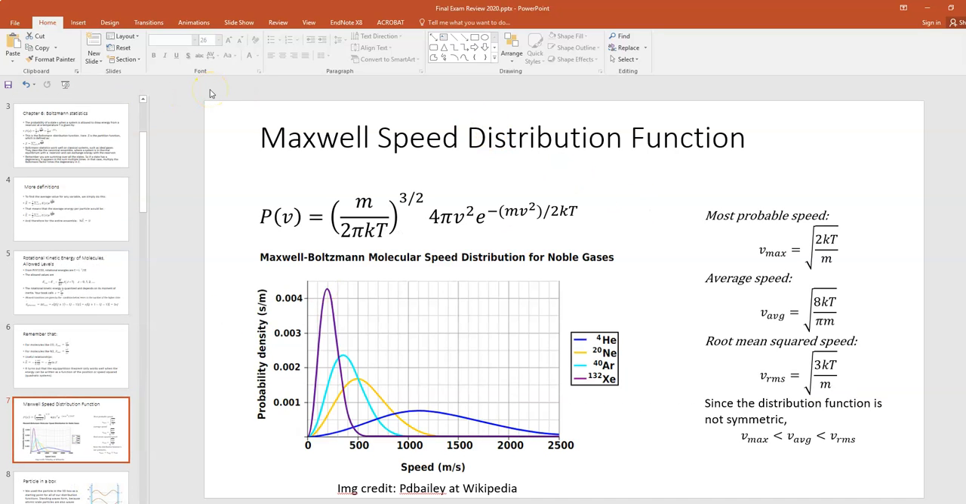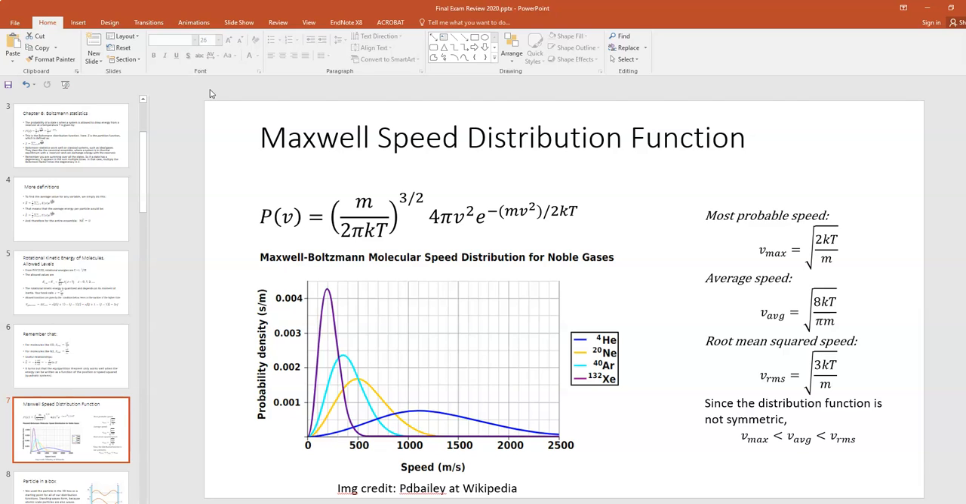Okay, we also derived the Maxwell speed distribution function, and this says that the probability that a particle has a velocity v is equal to m over 2 pi kT to the 3/2 power times 4 pi v squared times e to the minus mv squared over 2kT. Okay, so we derived that.